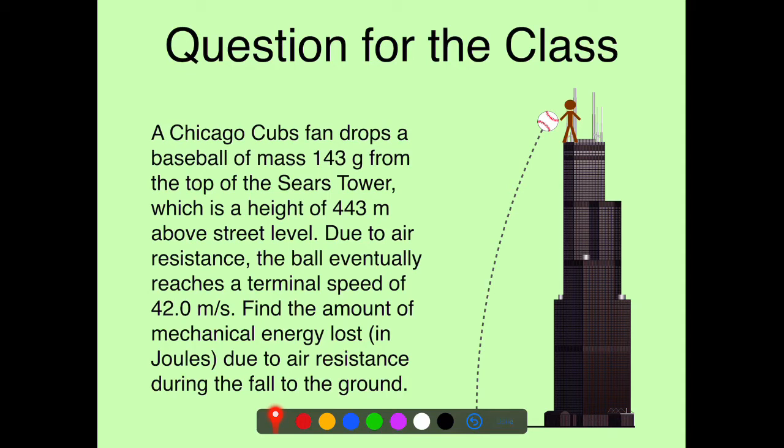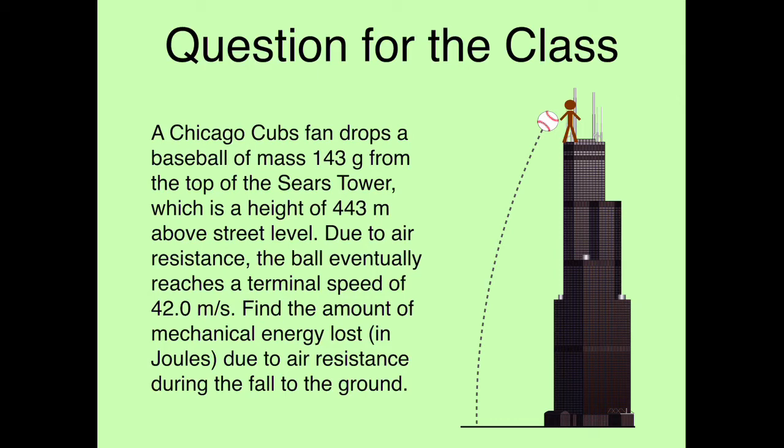So we know that realistically there's going to be some air resistance acting on the ball as it falls. Because of that, it's not just going to accelerate and move faster and faster forever. At some point, it's going to reach what we call a terminal speed. After it reaches that terminal speed, it doesn't speed up anymore. It just continues down at that terminal speed until it hits the ground. So let's say the terminal speed for this baseball is 42 meters per second.